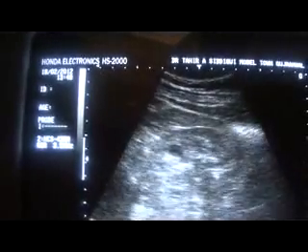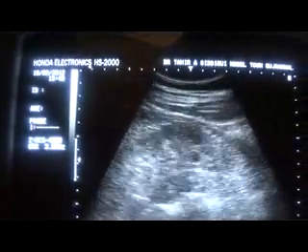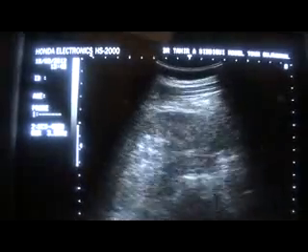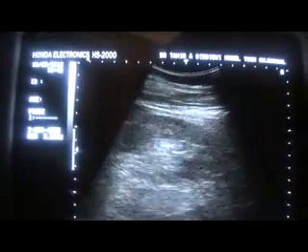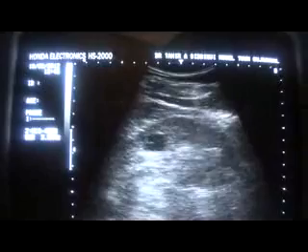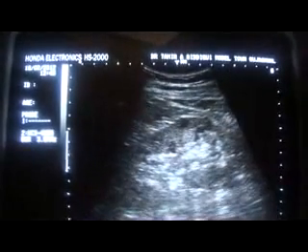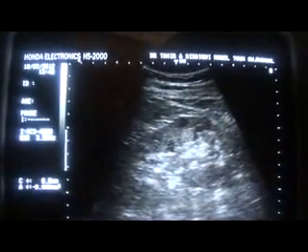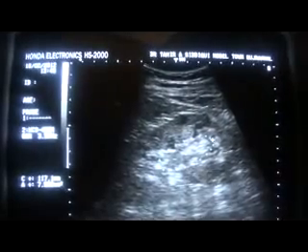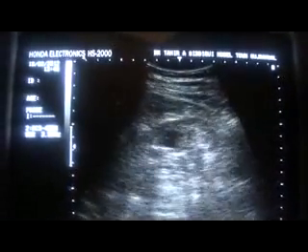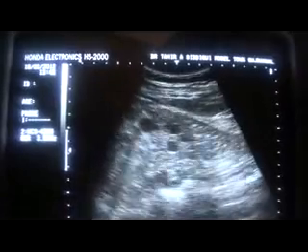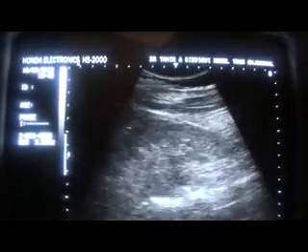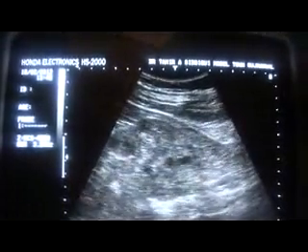The cysts do not communicate. They spare the central sinus echo complex. This is the central sinus echo complex. All that you are seeing, the opposite of this you will see in polycystic kidneys.